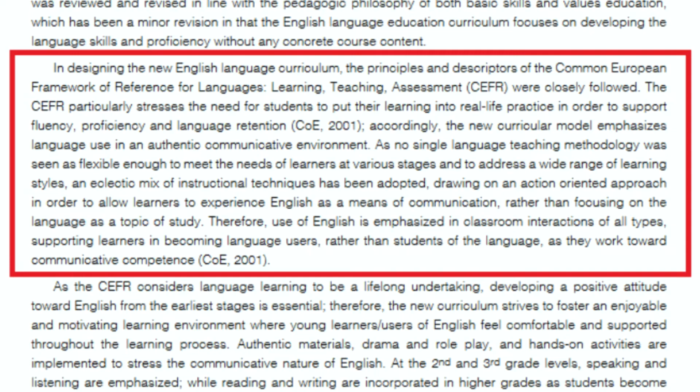Actually, as the curriculum openly states, the curriculum designers try to implement the principles and descriptors of the Common European Framework of Reference for Languages, also known as CEFR, into the national curriculum, okay? And if you read the program, this is another screenshot of the program, you can see this paragraph which explains why CEFR has been taken as the backbone of the new curriculum.